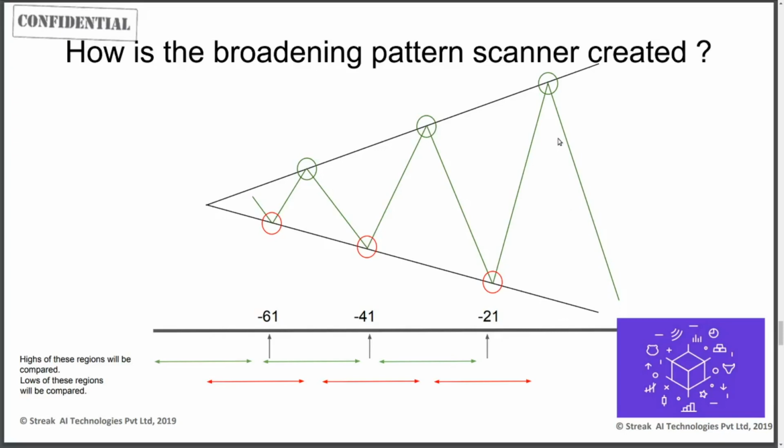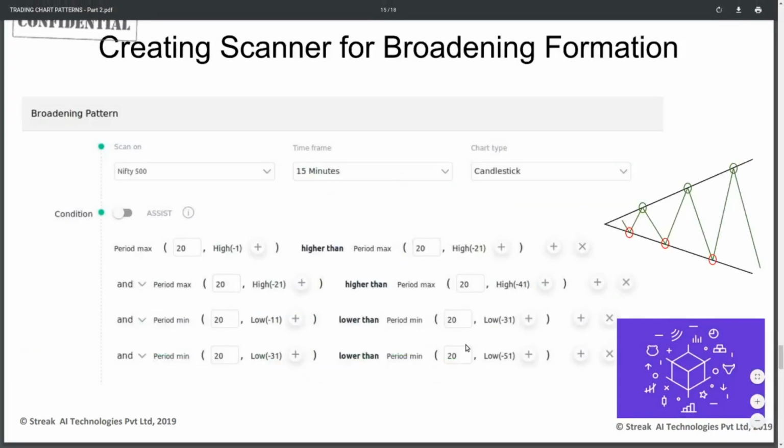So now that we see, higher highs are the regions which are being compared, and the lower lows are the regions which are being compared. So now let's look at this. Even though the picture has so many complicated lines that need to be identified, it can be simply created in this fashion.